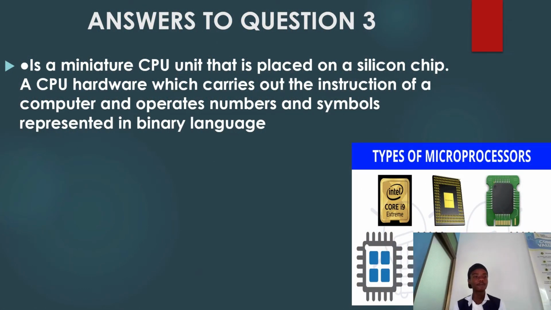Now, the other question. The microprocessor is a miniature CPU that is displayed on a silicon chip. It is CPU hardware which carries out the instructions of a computer and operates on numbers and symbols represented in binary language. So here are some of the microprocessors.